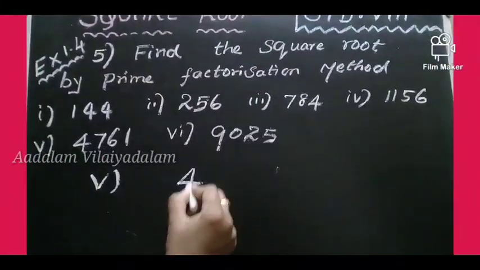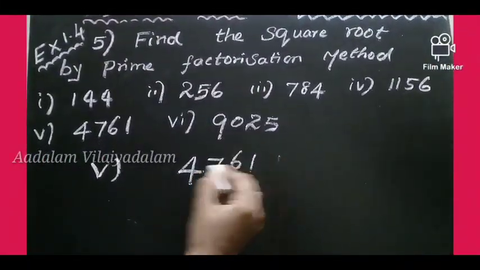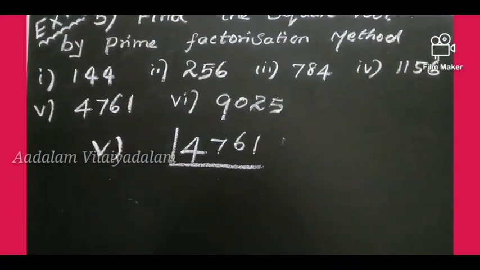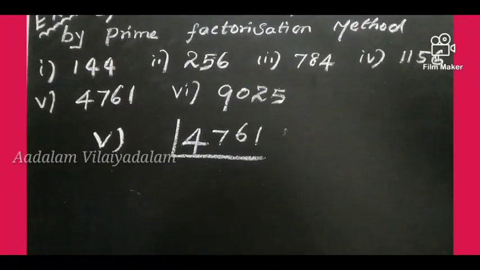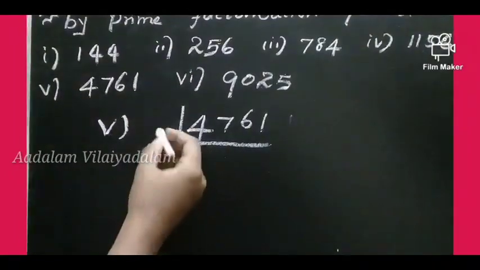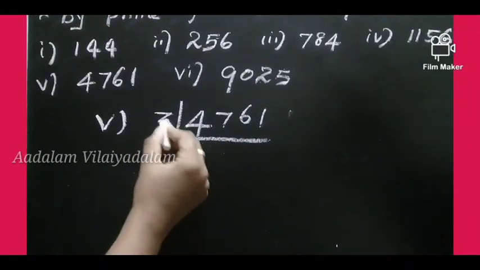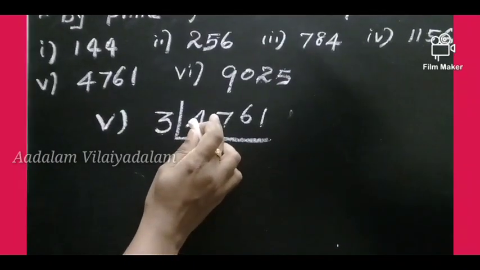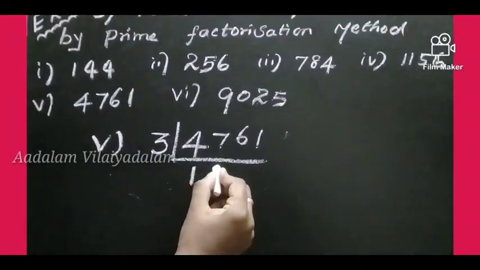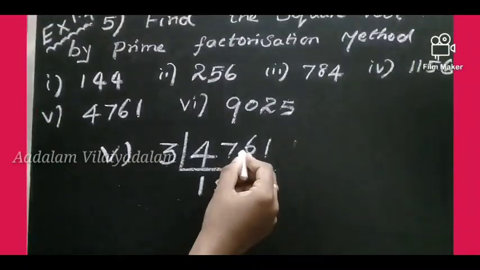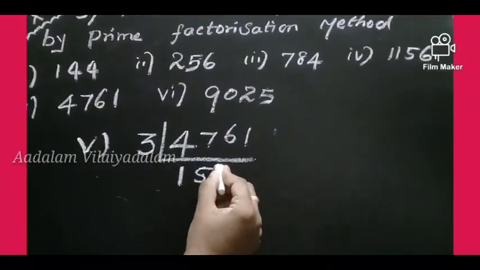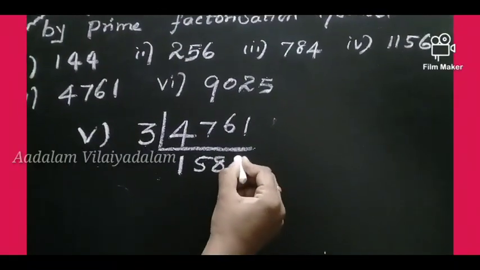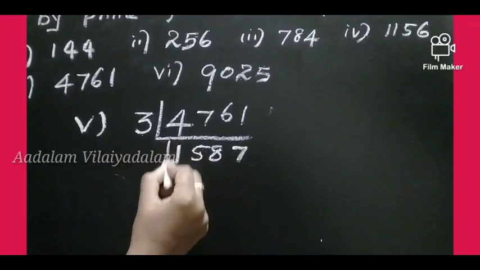Fifth question, 4761. The last digit is 1, so we check odd numbers only: 3, 7, like that. First you write 3. So 3 table, 3 ones are 3. The balance is 1. Here 17. So 3 fives are 15. Balance 2, 26. So 3 eights are 24. Balance 2. Again 7 threes are 21.